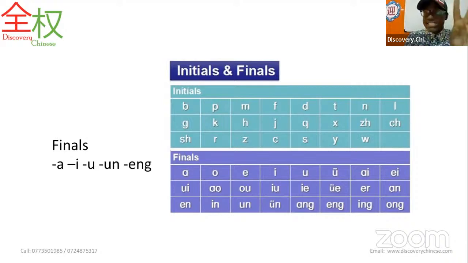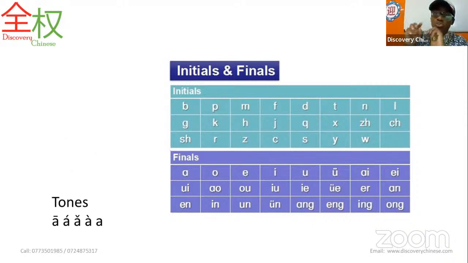The second part is the finals. Now, what are finals? Finals, in layman terms, I would say these are the vowels in the English alphabet. If you look at my charts as well, you can see the finals. As I said, in English it's just made up of the consonants and the vowels. However, in Chinese, the syllables are made up of 3 parts: the initial, the final, and the tone.